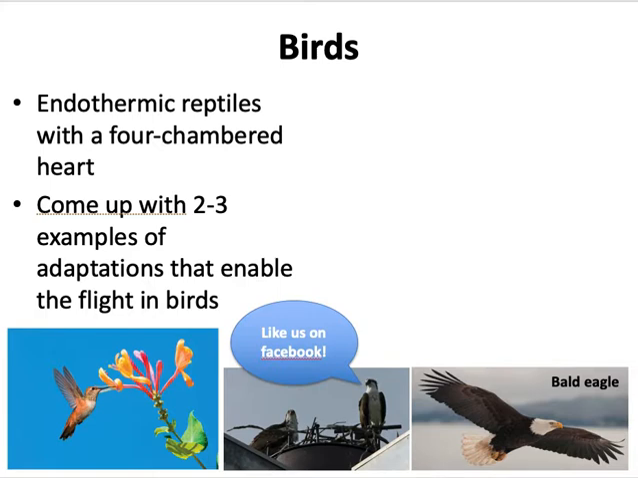Finally, we have our birds. And our birds, again, are endothermic, so this is the exception to all of the other groups of reptiles. They're endothermic and they have a 4-chambered heart. So that means they have 2 atria and 2 ventricles to receive blood from the body and pump it to the lungs, and then another chamber that receives that blood from the lungs and then pumps it to the body. So that being said, the respiratory system of all reptiles is lungs.